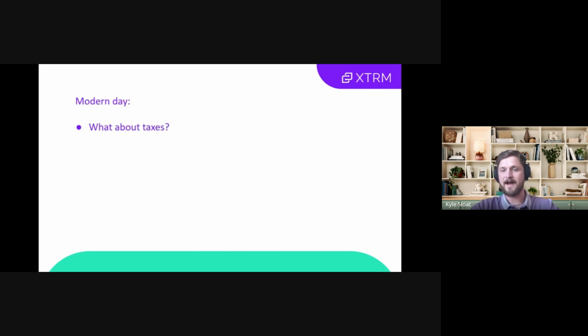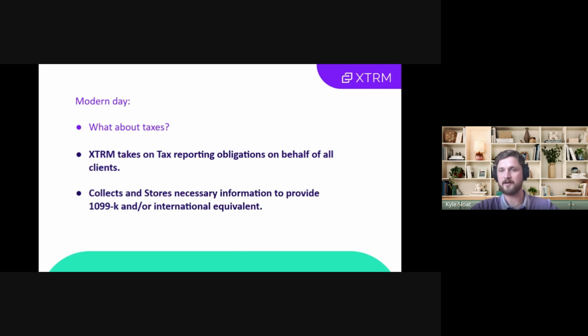So what about the tax piece? As mentioned before, we're taking on the tax reporting obligation. So that's something that you will no longer need to worry about with the payments. And in addition to just taking on the obligation, we perform some services as well, such as providing the 1099-Ks here in the US to your recipients, as well as an international equivalent.